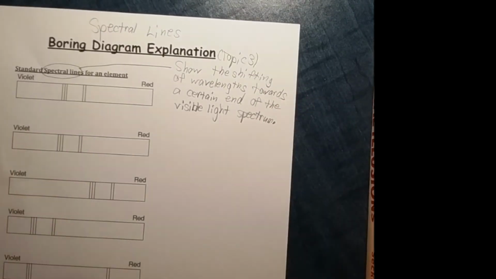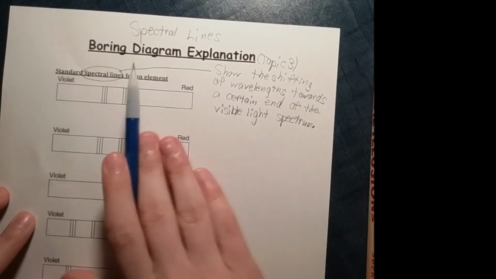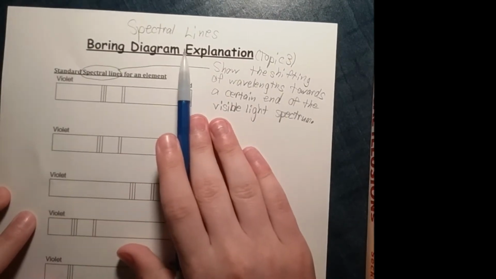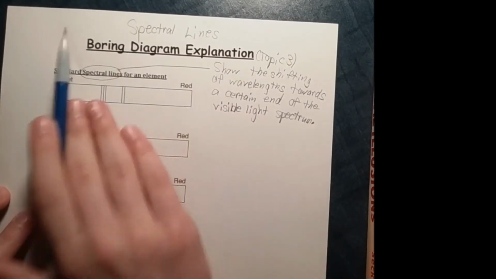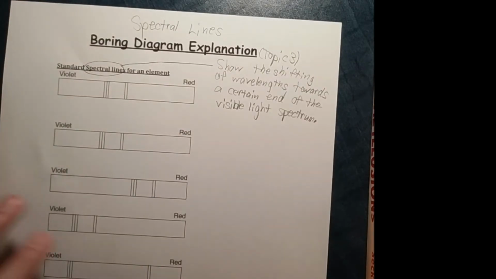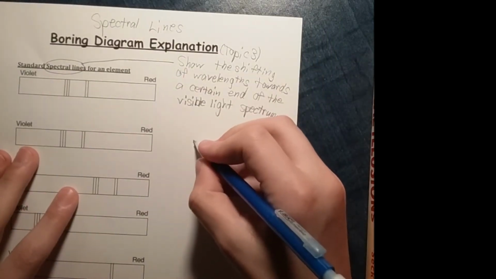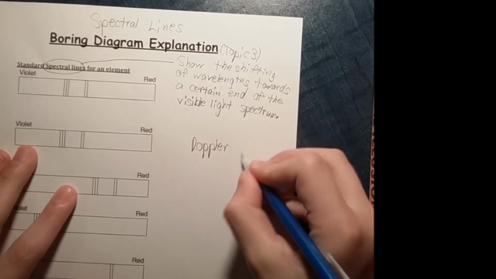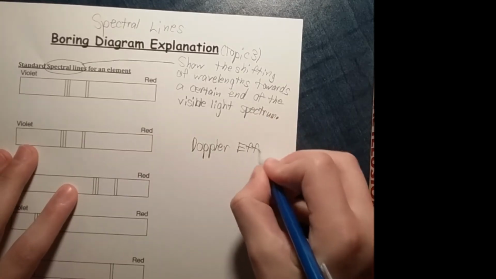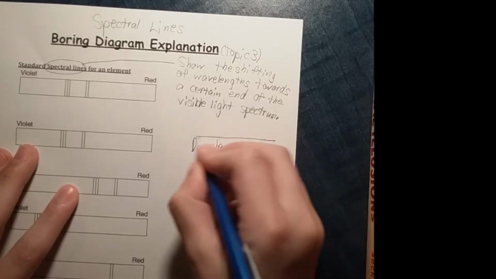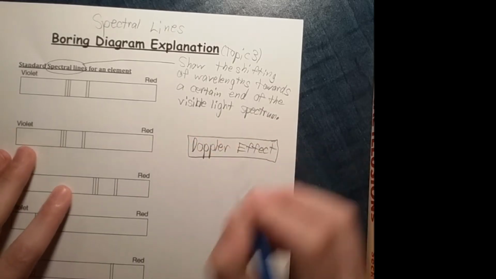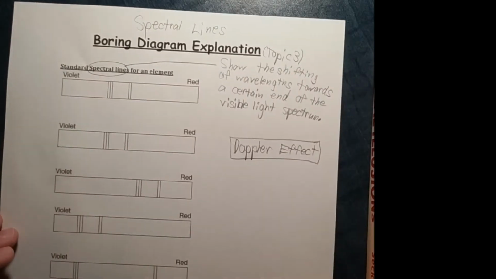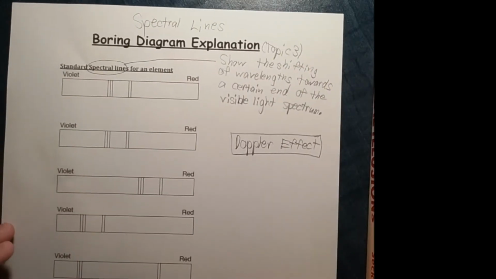Okay, next. So a key term that you're going to want to know to explain spectral lines and why they shift towards the red end of the spectrum when they're moving away and the violet end of the spectrum when it's moving closer to you, is the Doppler effect, because this is what explains why the wavelengths shift to the ends of the spectrums when they're either moving closer to us or farther away from us.